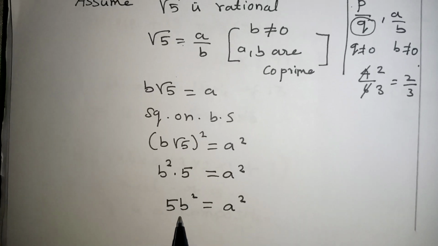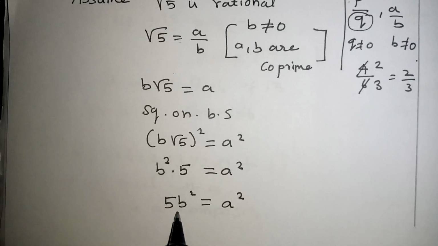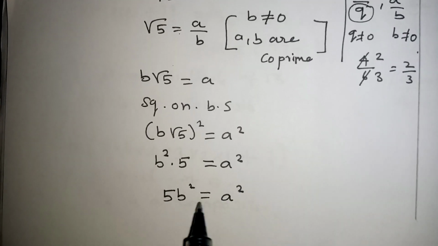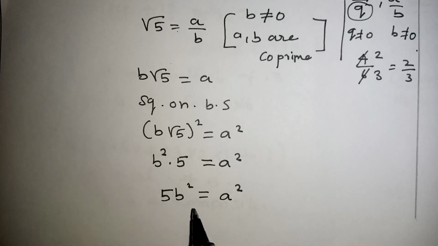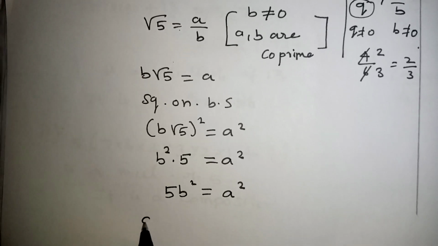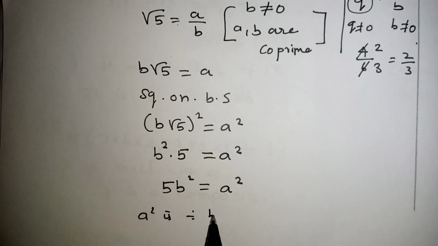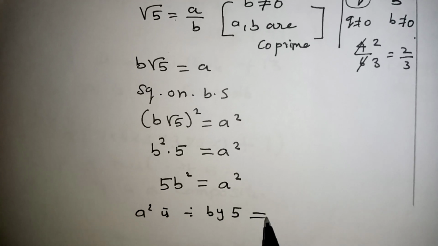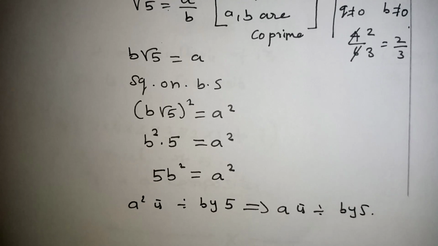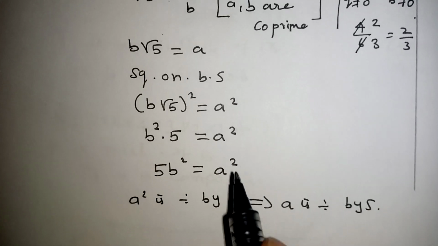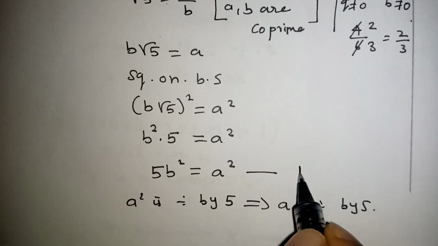Whatever number the B value may be, this is a multiple of 5. So the A squared answer will definitely be a multiple of 5. I can say that A squared will be divisible by 5. So A squared is divisible by 5, which implies A is also divisible by 5. So A is a number which is divisible by 5. We got it. Now, this is my first equation.